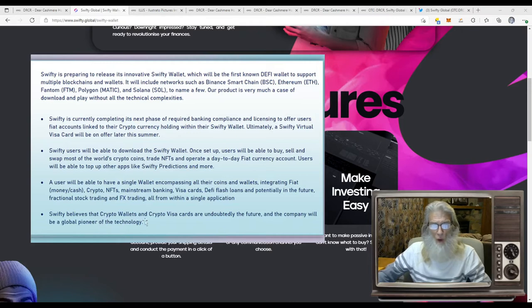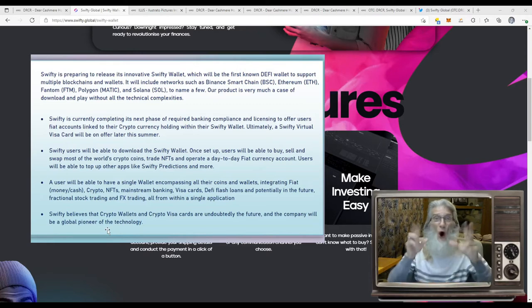Swifty believes that crypto wallets and crypto Visa cards are undoubtedly the future, and the company will be a global pioneer of the technology. They are out there. It's global. It's mostly not in the United States. It's mostly worldwide and coming to the United States as the United States allows for more and more gambling online.